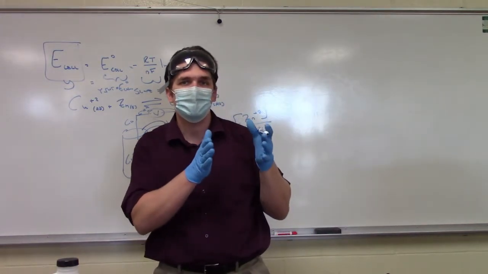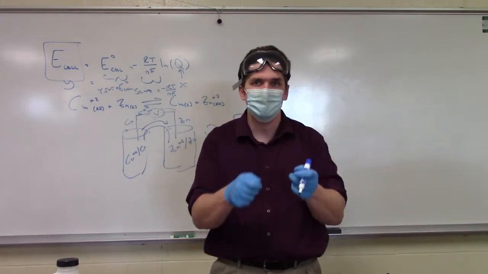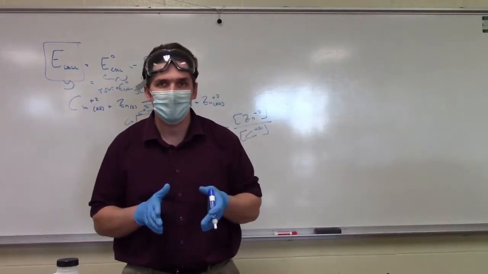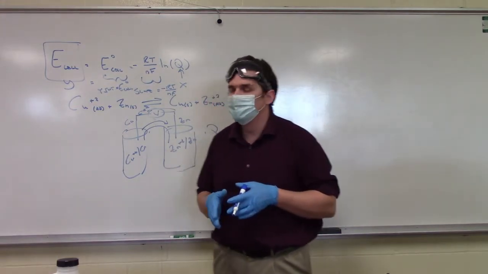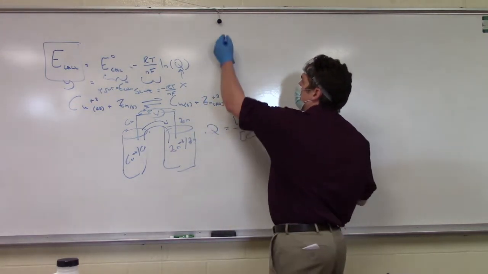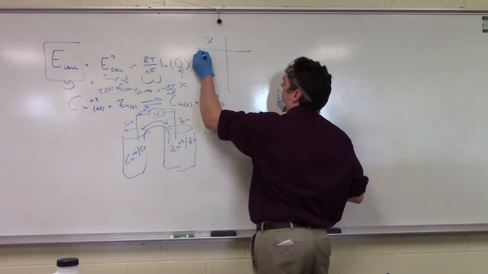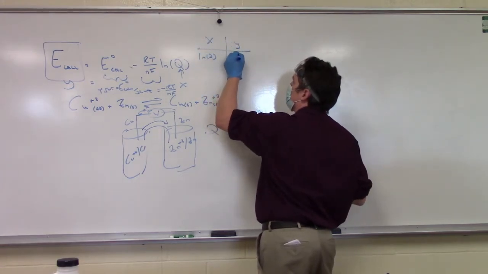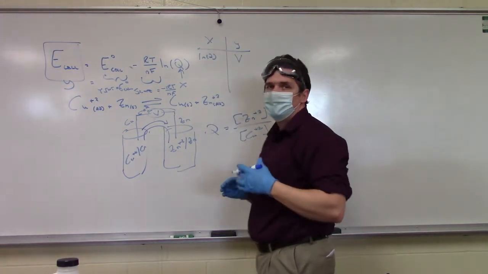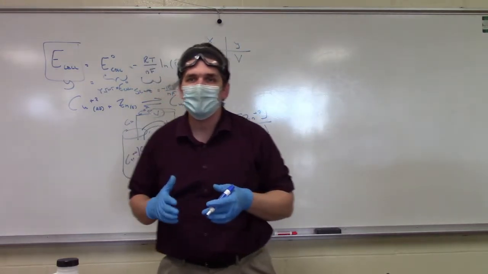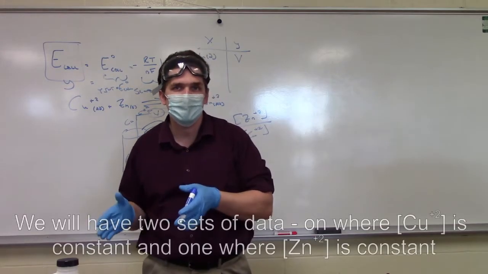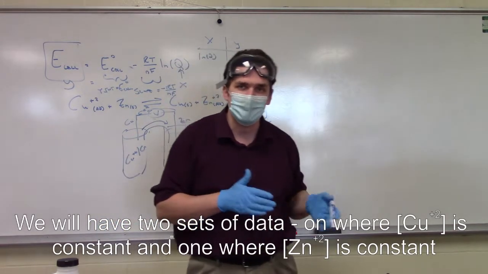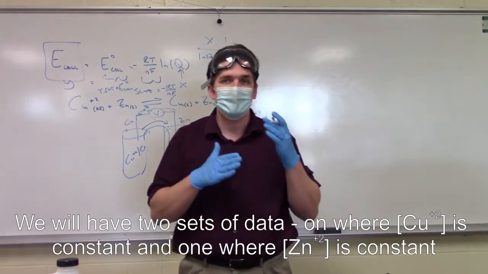Well, what you're going to do is you're going to measure the cell potential, you're going to measure the voltage between the two half cells that you're creating, the zinc and the copper cells, and you're going to calculate Q for each one, and you're going to generate this plot. So X is your ln of Q, Y is your measured voltage, and you're going to do a linear regression. And we're going to do this by keeping one of the concentrations constant. So for one set, you're going to keep zinc concentration constant. For the other set, you're going to keep the copper concentration constant. And you're going to get two plots.